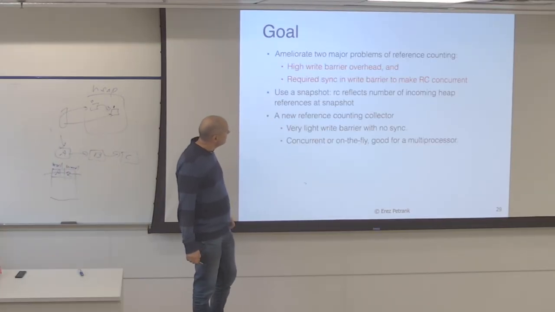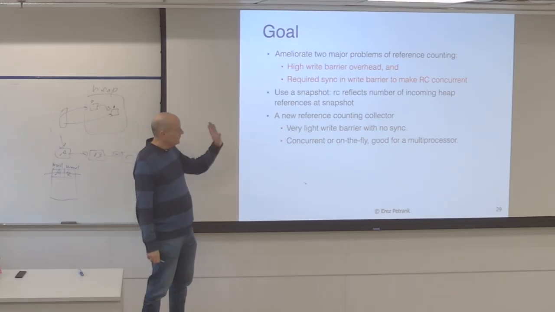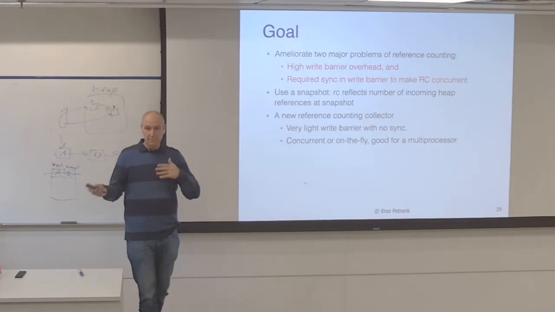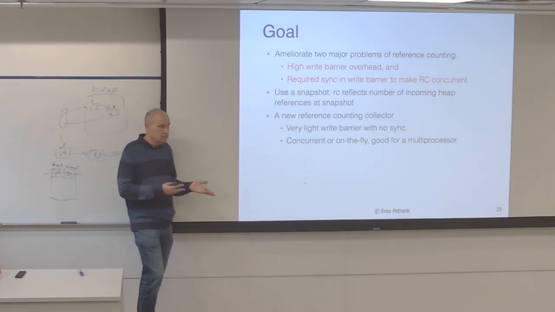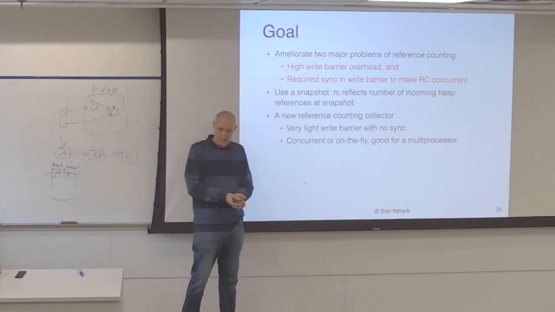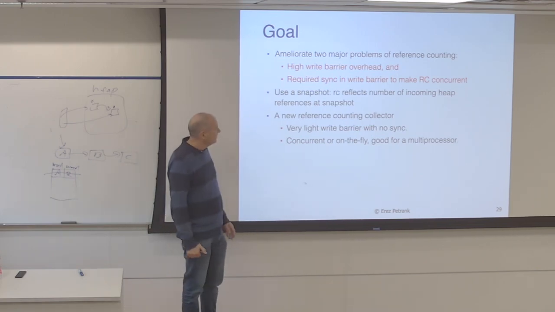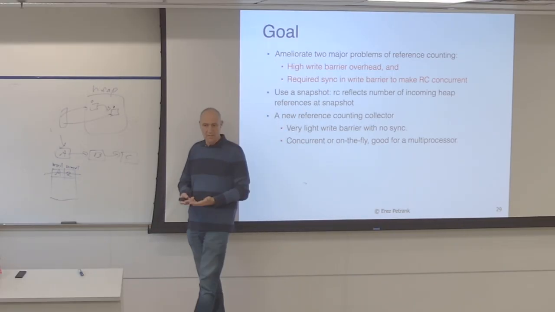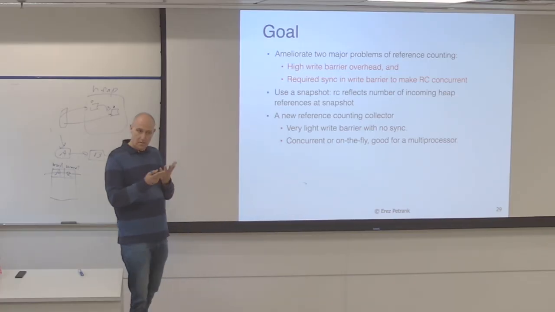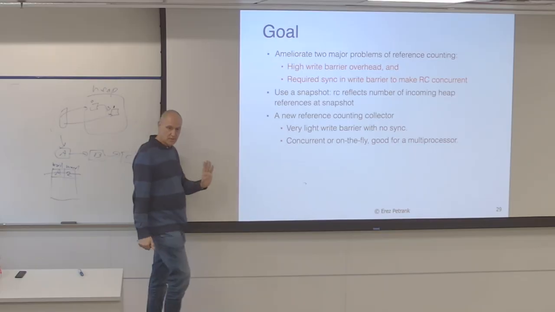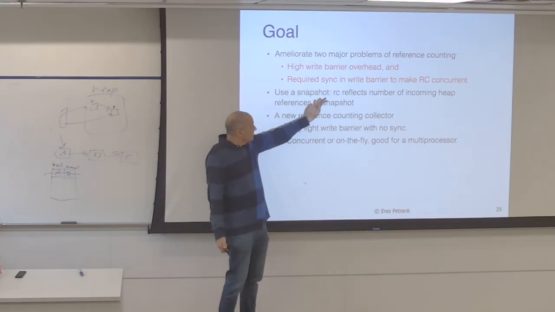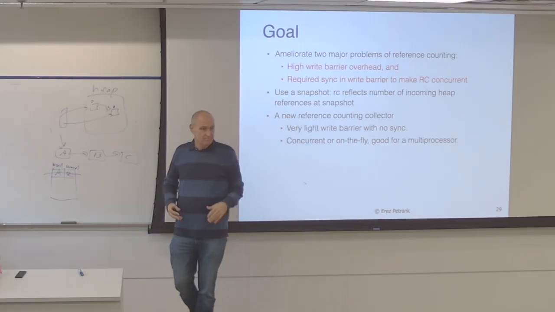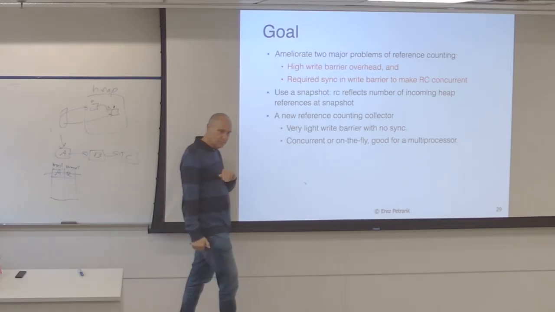So let's see what we want to do. We have this high write barrier overhead, and it seems like, what can you do? You have to update the reference count whenever you change a pointer, right? It seems inherent. How do you get rid of that? And then you have all these races and problems that you need to be careful about when you change pointers. And if you do a compare and swap in the write barrier, and the write barrier is already so heavy, it seems like reference counting is doomed.